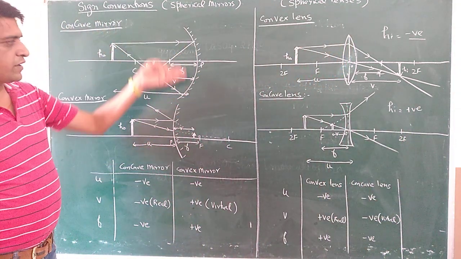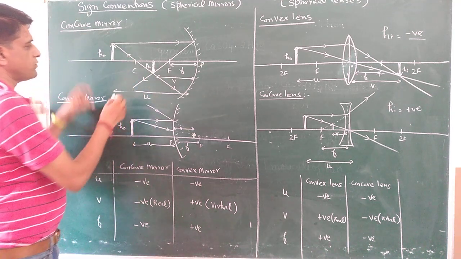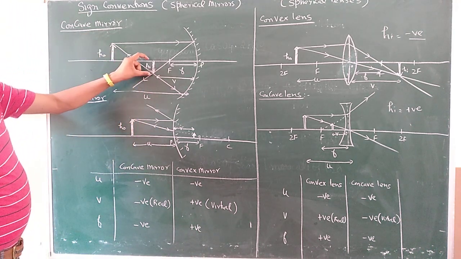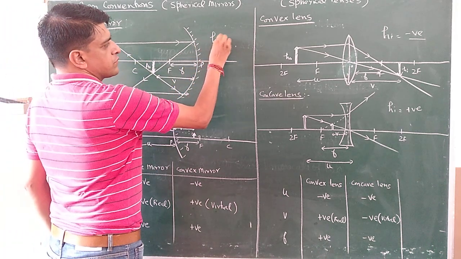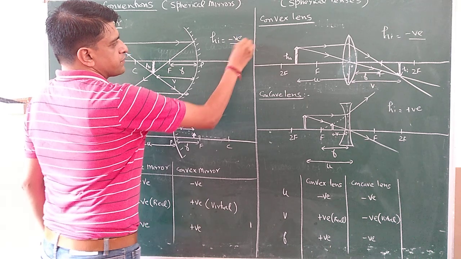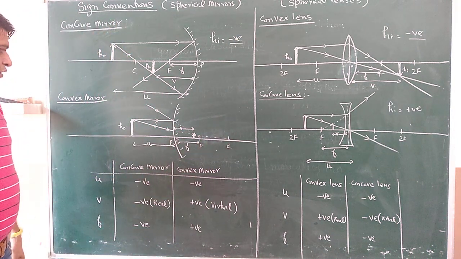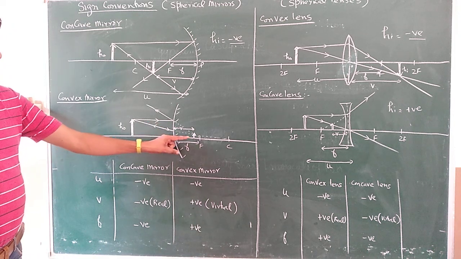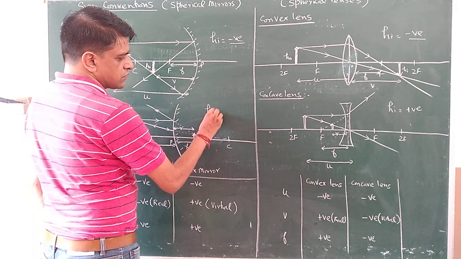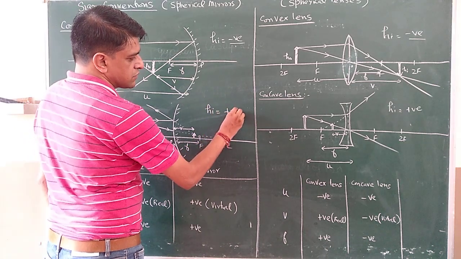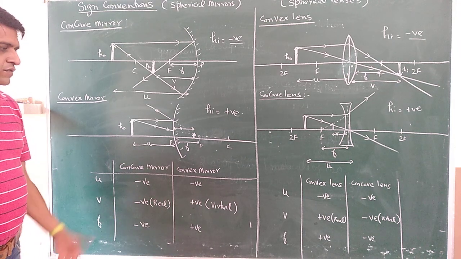Now in case of spherical mirror, concave mirror, height of object is obviously positive, but in case of inverted image, height of image is negative. And in case of convex mirror, height of image is positive. Why is it positive? Because it is erect, that means it is positive. That's all for sign conventions.